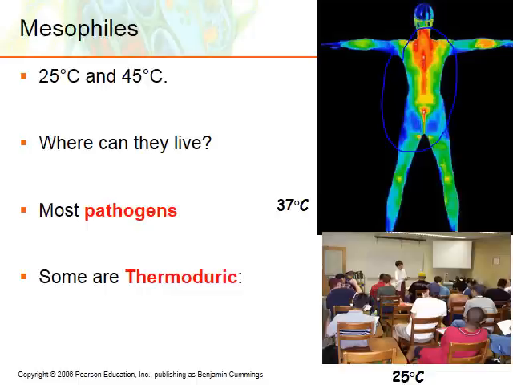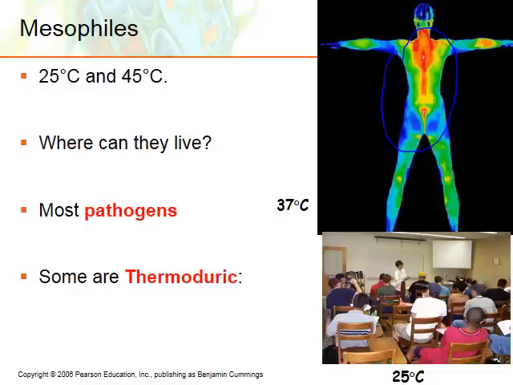Now, just because it says that they like to grow between 25 to 45 doesn't mean that all of the mesophiles are going to be able to grow in that temperature range. Some of them are very specific. For example, E. coli loves 37 degrees Celsius. It can tolerate temperatures that are colder than that, but when you get too high above 37, E. coli's proteins denature and it dies.